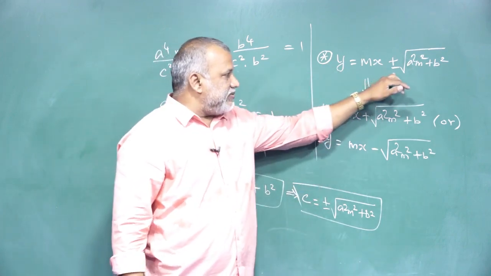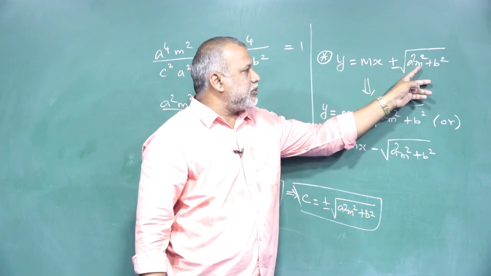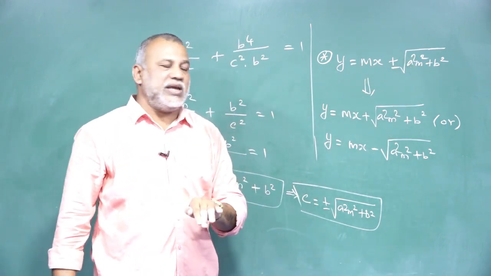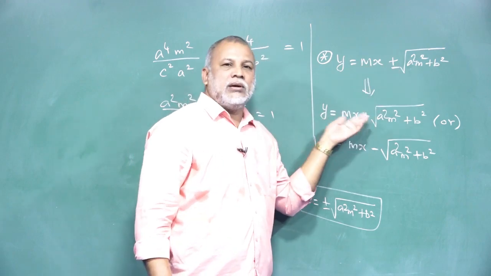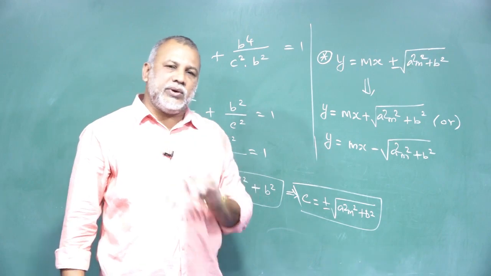See, we can replace this value c. Therefore, hereafter y equal to mx plus or minus square root of a squared m squared plus b squared is also the equation of the tangent. From this, either plus or minus, this must be the equation of the tangent to an ellipse. This is the required condition.